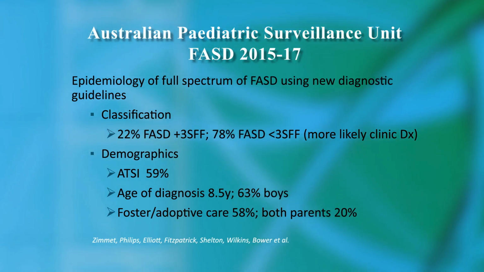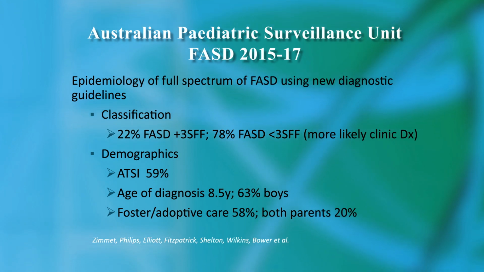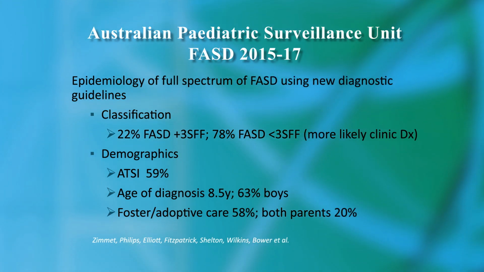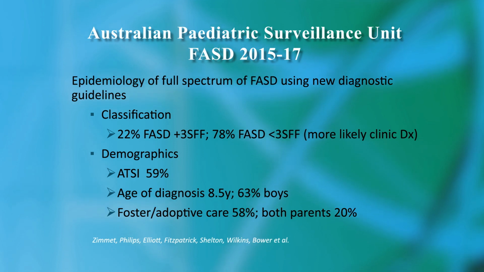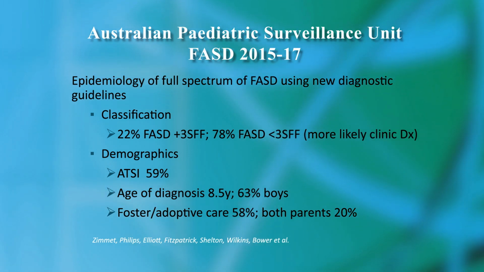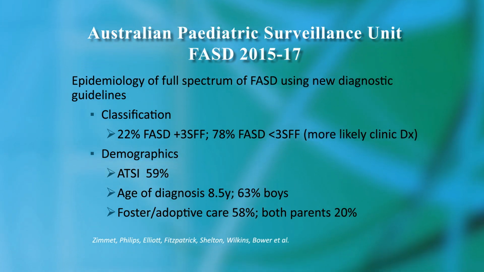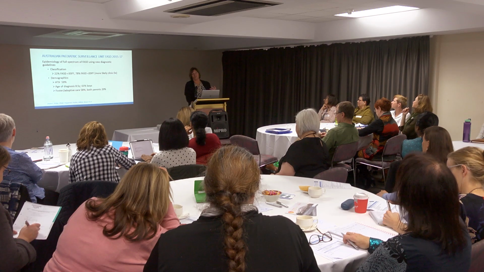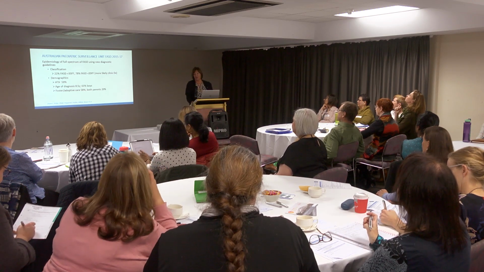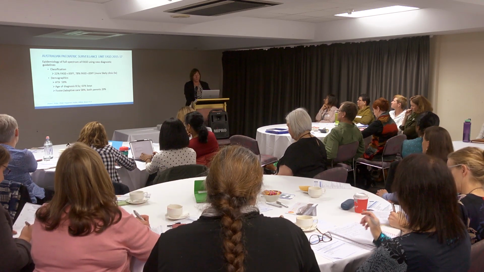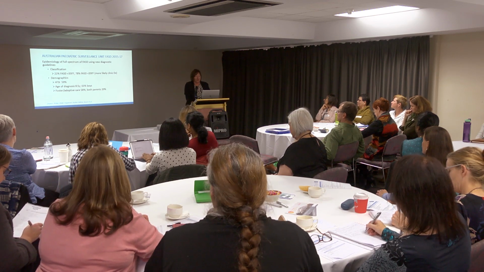About 60% of the children are Aboriginal, and that's despite the fact that many Aboriginal communities in Australia are not serviced by paediatricians. The age of diagnosis, the mean age was 8.5 years. So really that's quite late, but not surprising, because that's the age at which these children start to struggle at school academically, and their behavioural problems become a problem at home and at school. 63% boys. 60% of these children live in out-of-home care. Only 20% live with both parents.